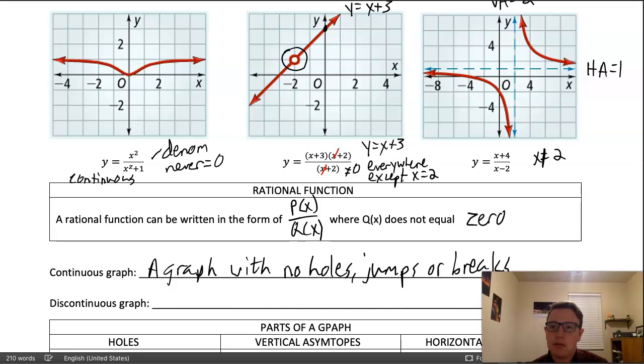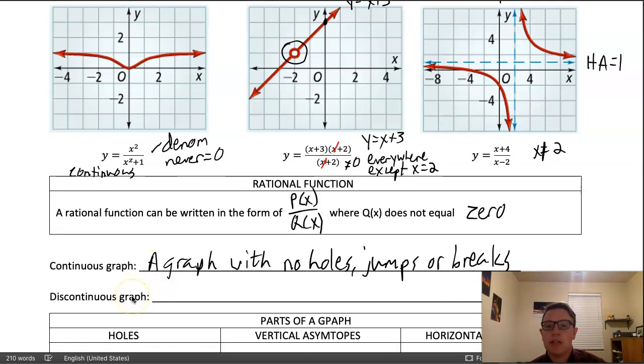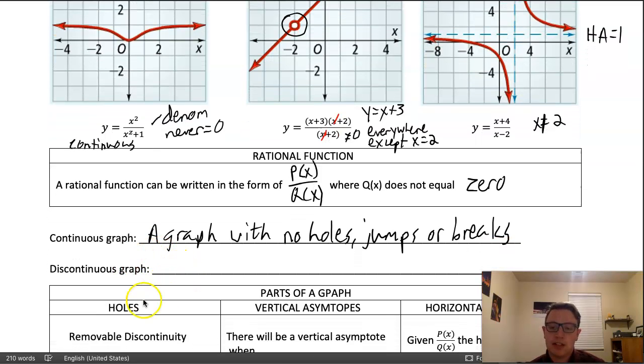But with this one over on the left-hand side here, or on the right-hand side, we would have to start by drawing this part, we'd have to lift up our pencil and start drawing the second part. So that would not be continuous. This one in the middle would also not be continuous. Those would be what we call discontinuous. A discontinuous graph is a graph with holes, or jumps, or breaks.